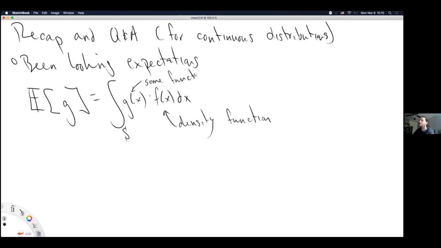And this function g basically gives us different types of expectations. One type of expectation is called probability, and it exists when this function g is equal to the indicator function, a function that only returns one when the argument is contained in the set A and zero otherwise.